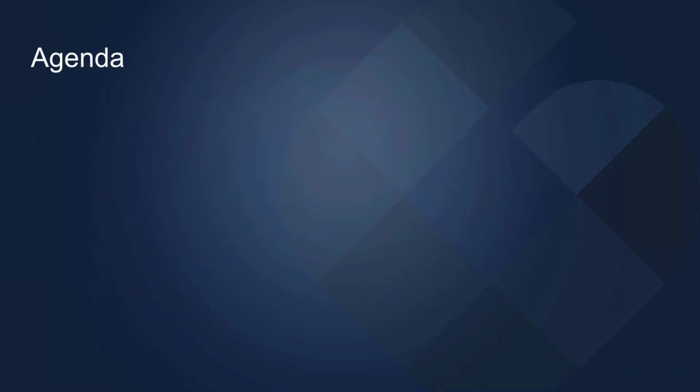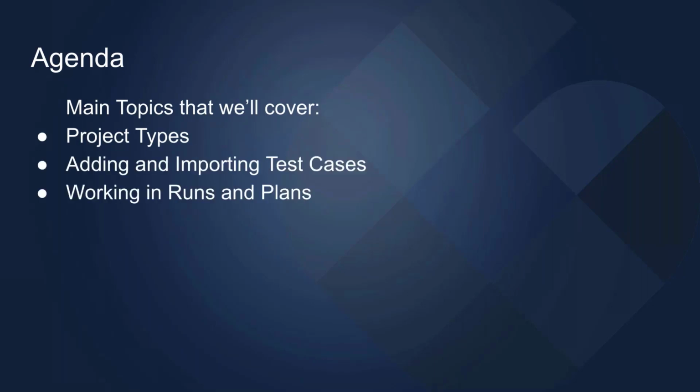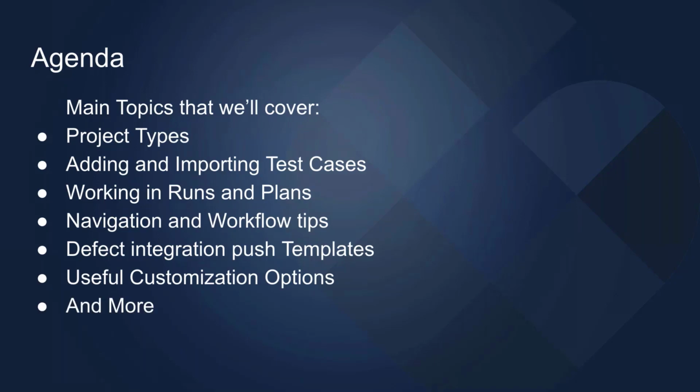So there are a lot of smaller features that we are going to cover today, but the main areas we're going to focus on will be project types and the different uses for the different types of project we have available, importing test cases and adding test cases into your TestRail system, managing and working in your test runs and plans, navigation and just some general workflow tips, using push templates along with your defect integration, some other useful customization options, and a lot more.